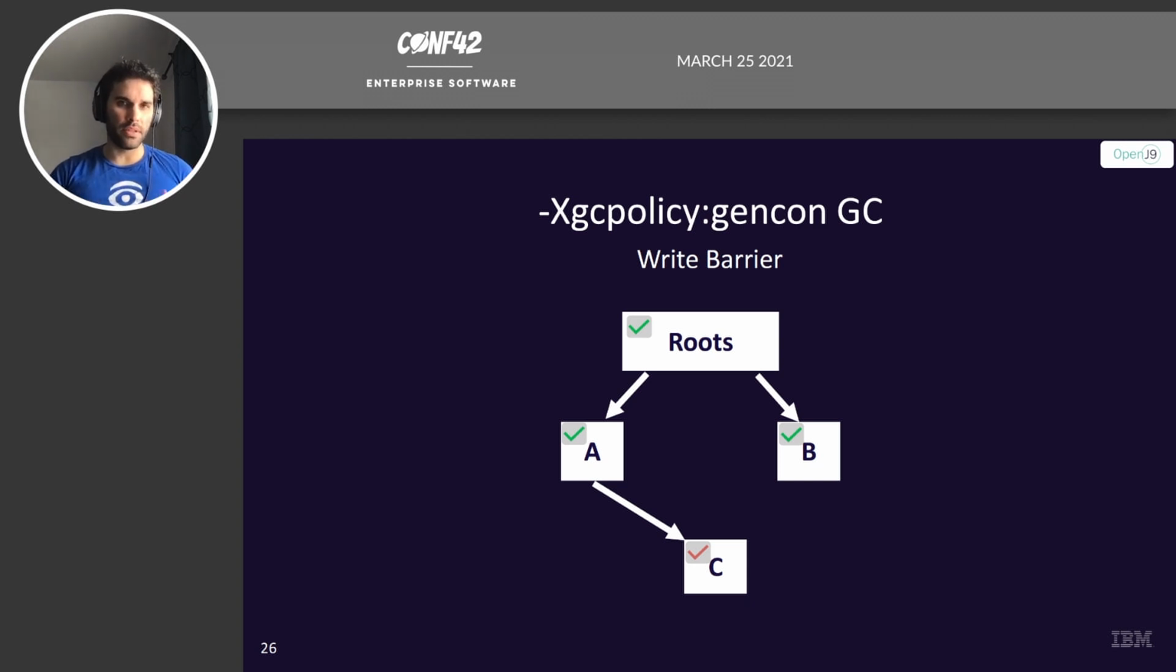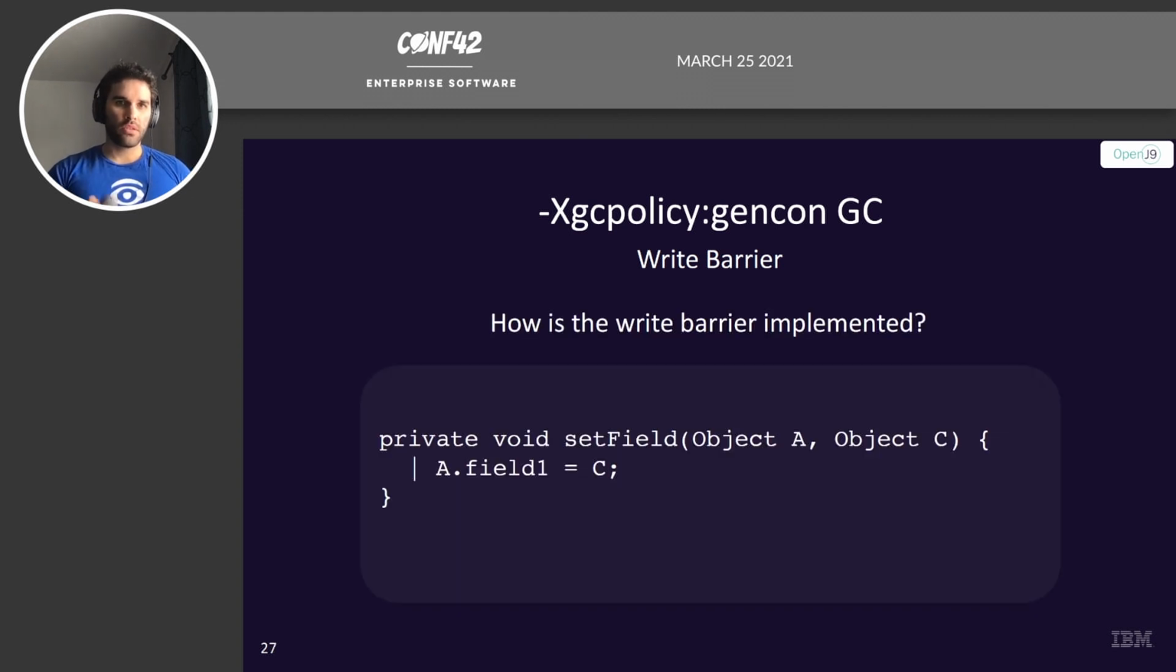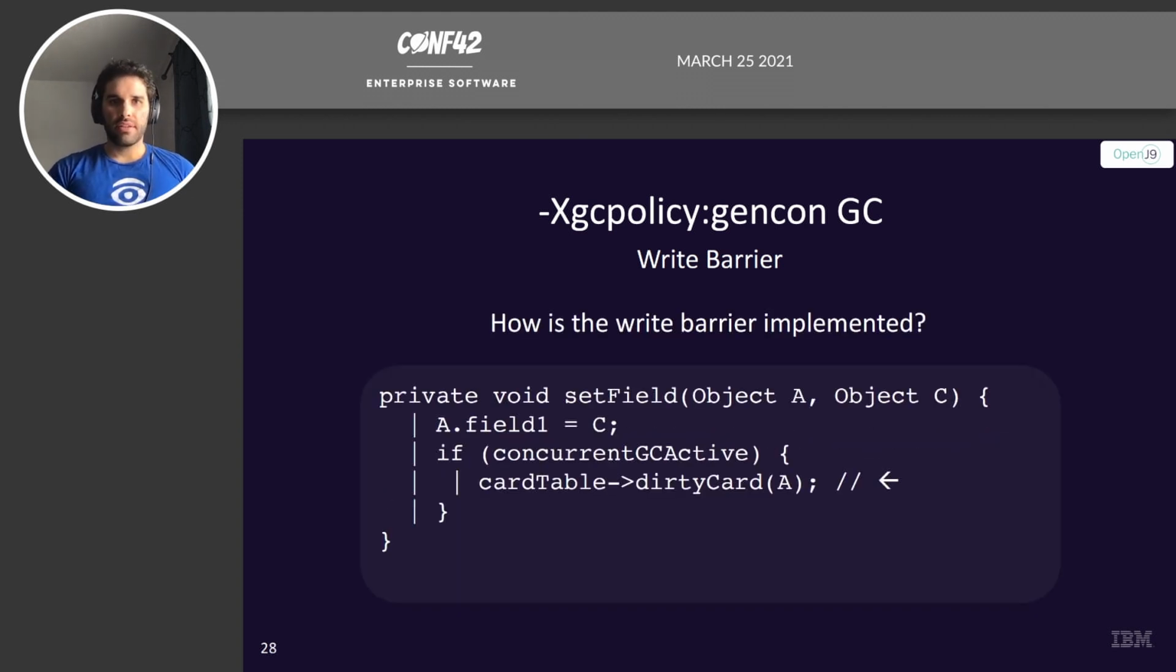So how can we remember object C? We do that through write barriers. So how is this implemented? We have a simple check there. If concurrency is active, we remember that object. So we put that in a card table, so that at the end of the GC cycle we go through this card table to remember these references that we might have missed.